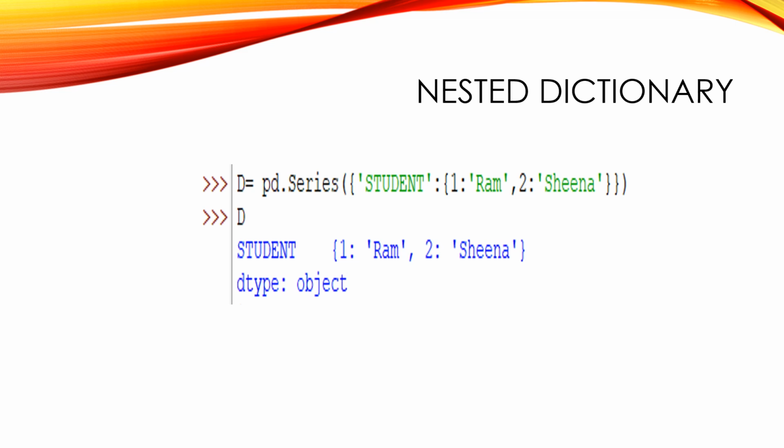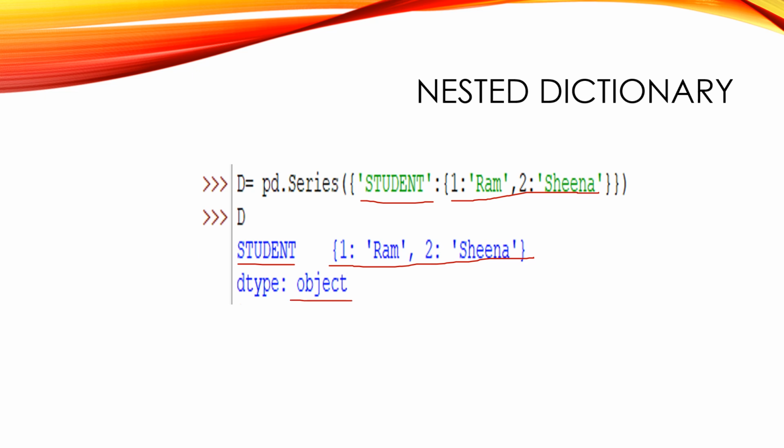Now we are going to create a series from a nested dictionary. We have seen in a simple dictionary the key values become indexes, whereas the values of the dictionary became the values of the series. Here, as we take a nested dictionary, the key value student becomes the index of the series, and the whole of the other list, which was the value pair, becomes the value of the series. And the dtype here is object.